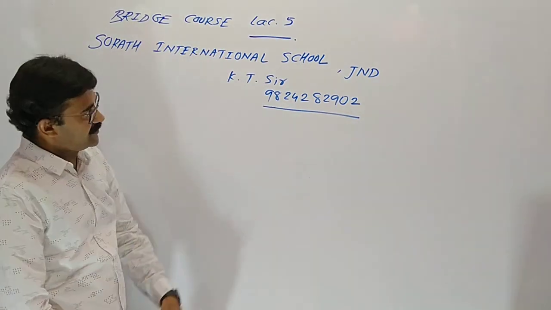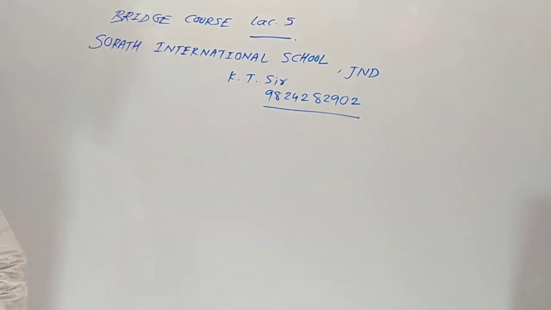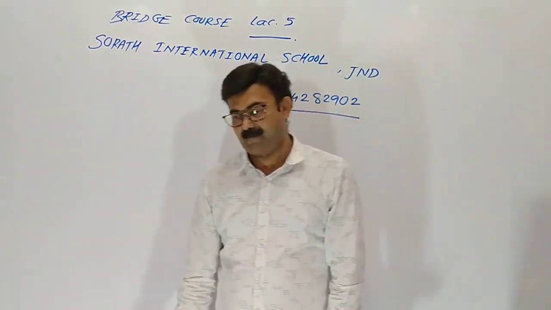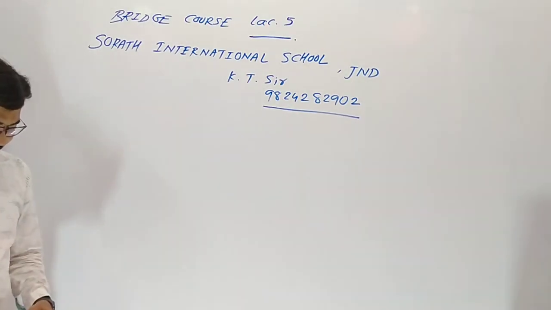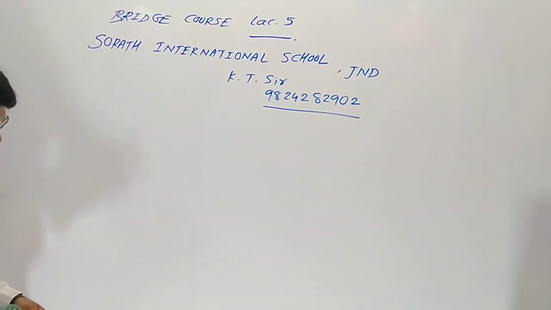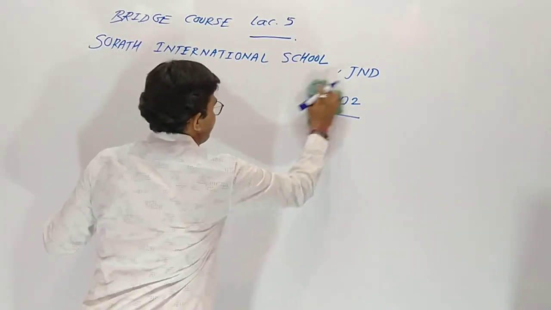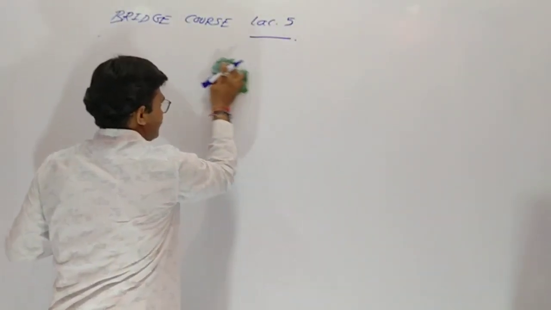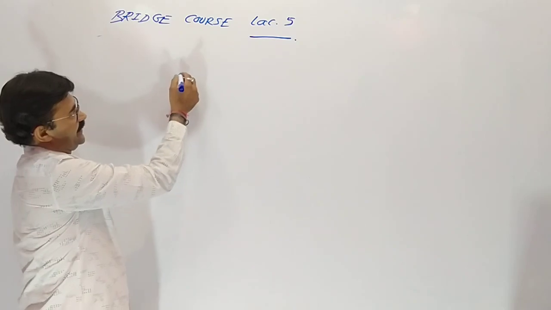Bridge course, lecture number 5. In lecture number 4, we discussed some positive ions and negative ions and nomenclature of inorganic compounds. So now, here we are going to see once again how a formula forms from the positive ion and negative ion.